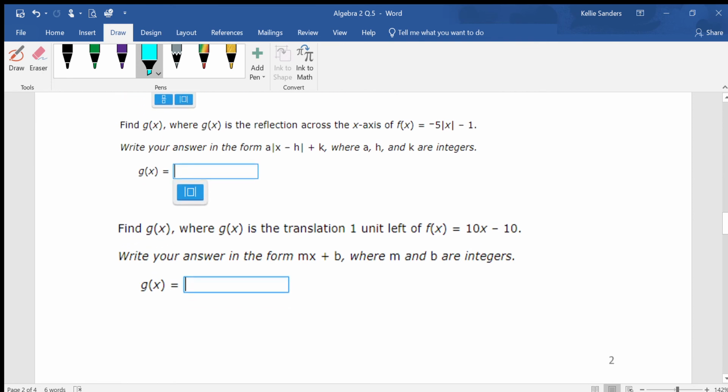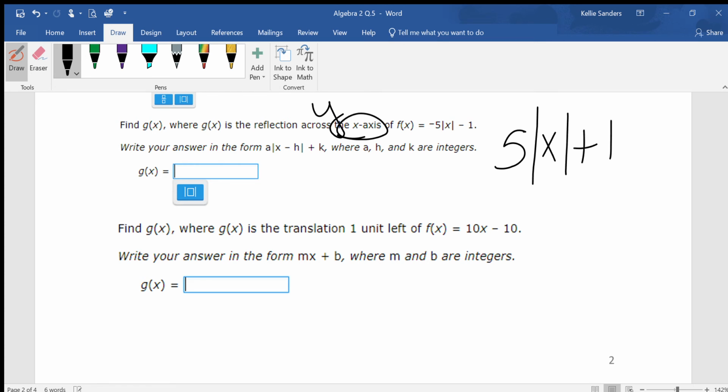Find g of x, where g of x is a reflection about the x. If it's the x, then we're reflecting about the y. If we're doing the y, then we're changing every term's sign. So 5 changes and 1 changes.